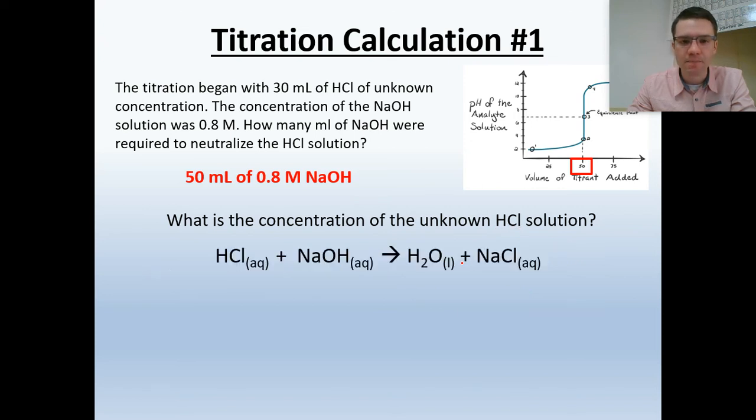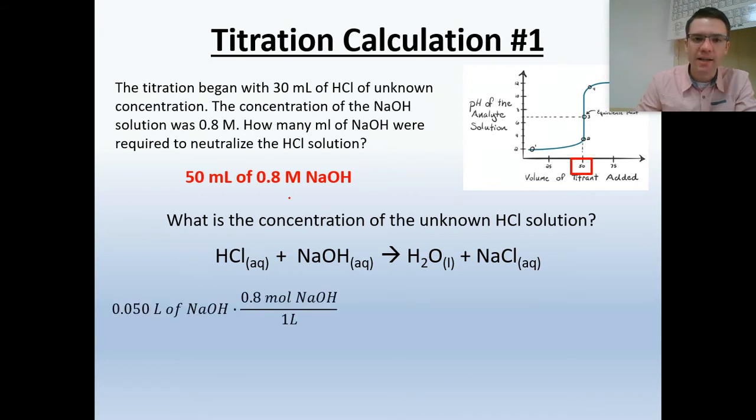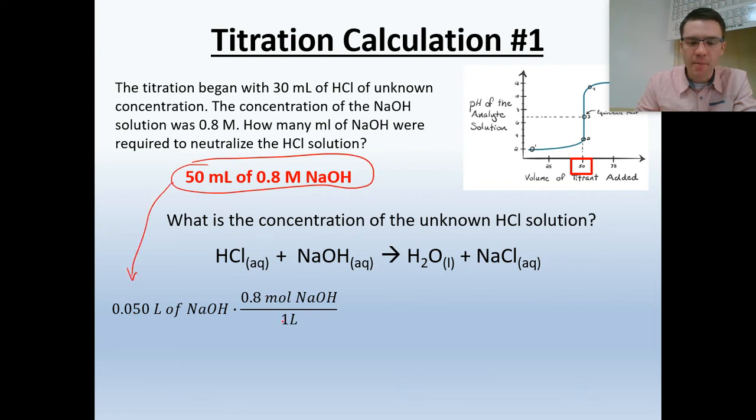So here's my equation. Hydrochloric acid and sodium hydroxide react. I know that I had to take 50 milliliters right here of my 0.8 molar sodium hydroxide solution. So my 50 milliliters goes here. My 0.8 molar gives me my moles per liter. And this would get me into moles. Liters would cancel, and it would tell me how many moles of sodium hydroxide did I need to react all my HCl. Well, it's a 1-to-1 ratio here. So whatever I get for my answer here, that's how many moles of HCl I had in my original solution.